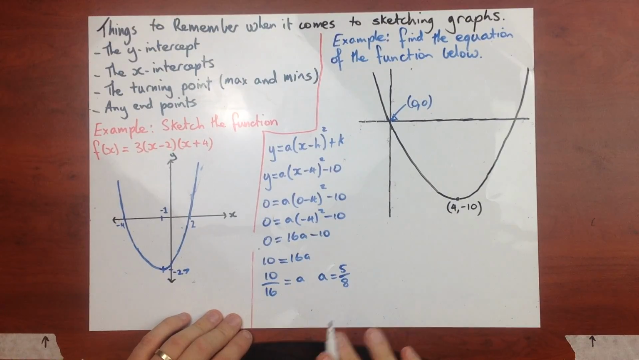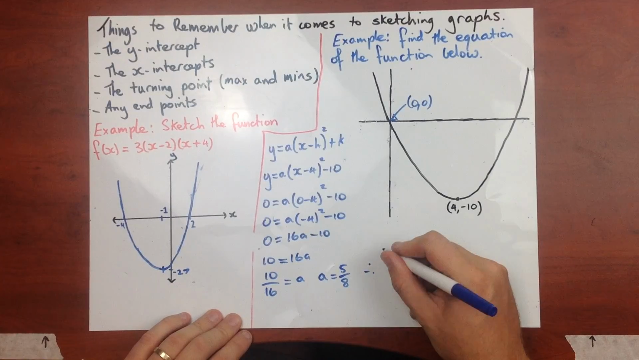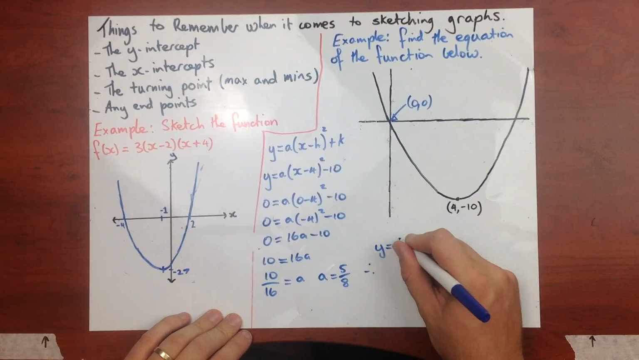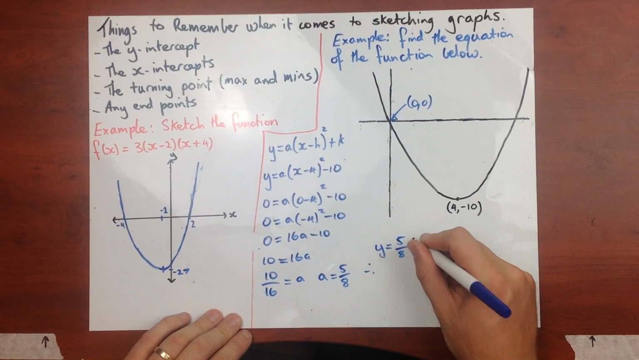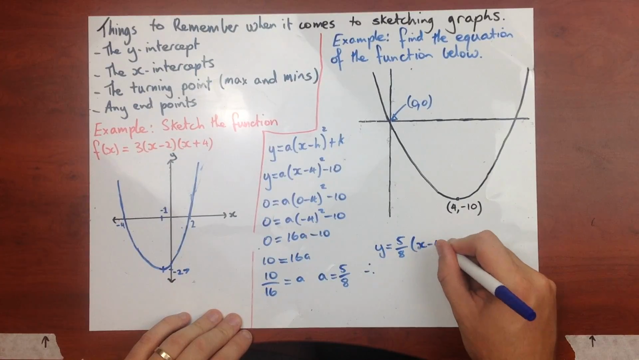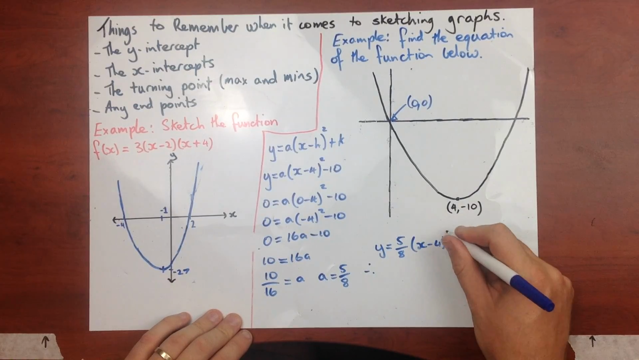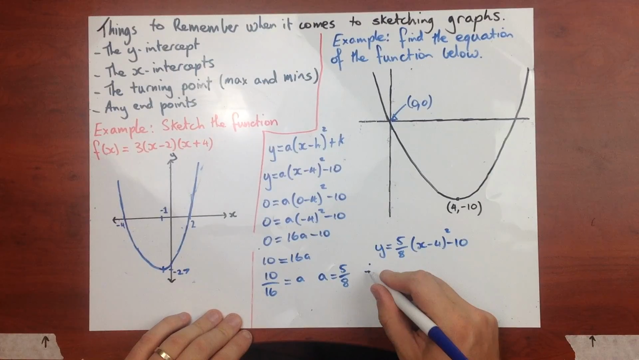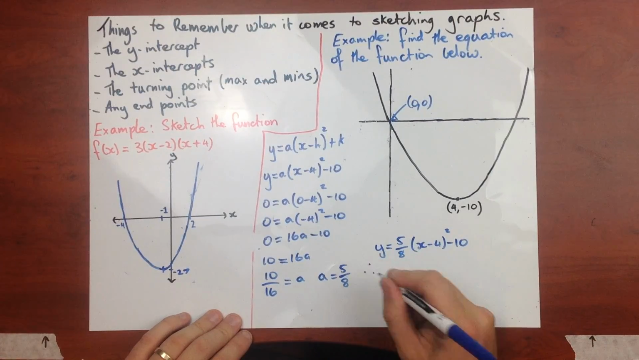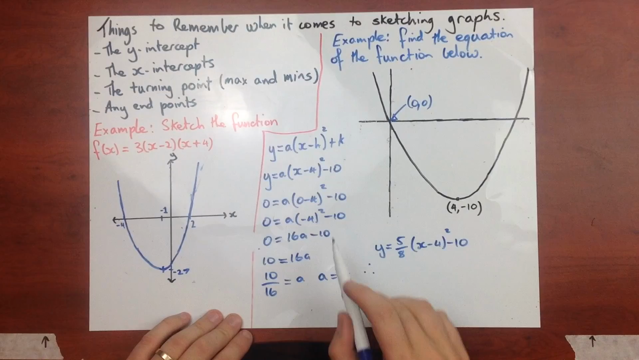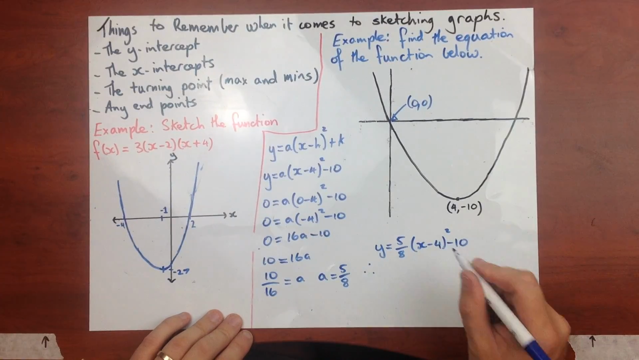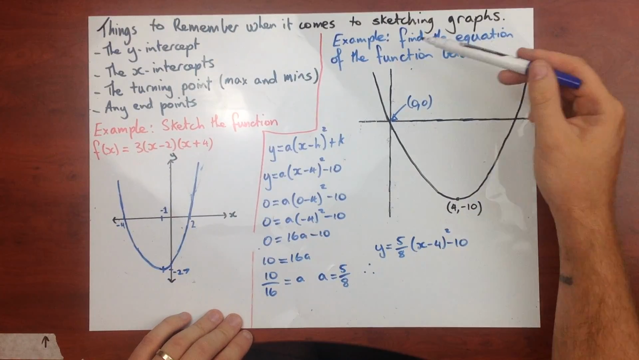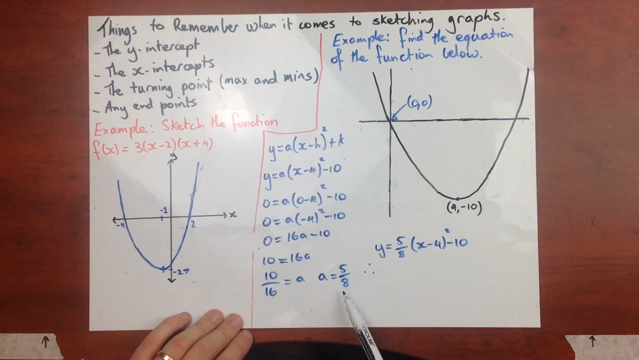We're not finished, you can't just leave it there. You need to say therefore y equals 5 on 8, x take 4 squared minus 10. Even though we've got all the information here, we need to make sure that we put it all together in the end, because it's asked us to find the equation of the function below. Whilst you've got all the information here, you haven't actually answered the question that's being asked.